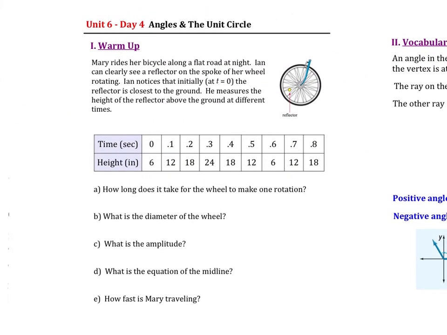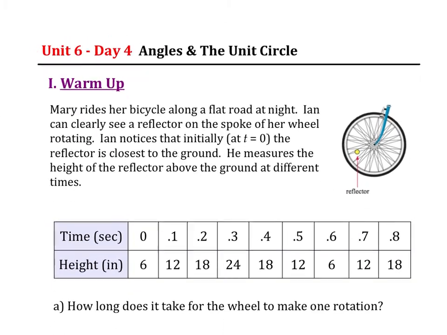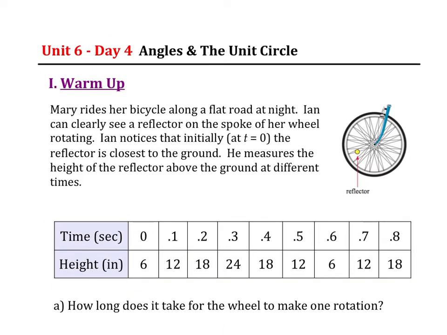So, let me zoom into the actual question here. We have Mary riding her bicycle along a flat road at night. Ian can clearly see a reflector on the spoke of her wheel rotating, so here's the reflector. Now, it's important to note, this reflector is kind of inside the wheel. It's not on the very edge. Ian notices, as one typically does, that the reflector is closest to the ground when time is 0.